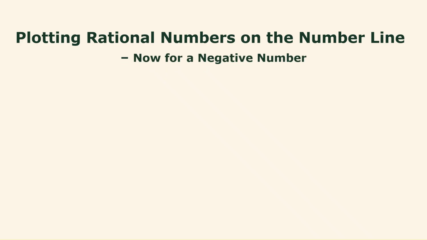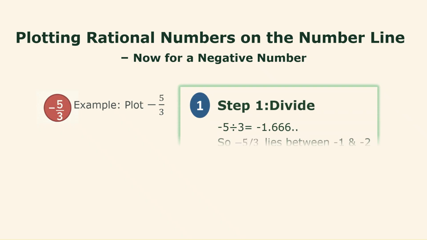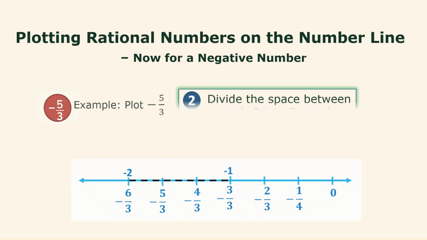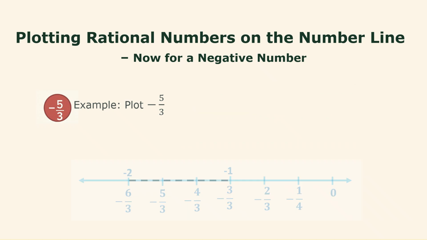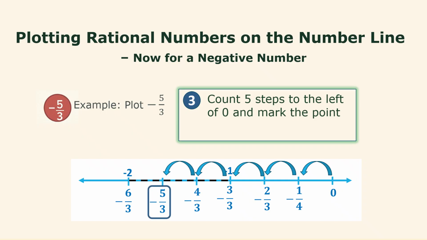Now let us plot a negative rational number, say minus 5/3. When we divide minus 5 by 3, we see that it lies between minus 1 and minus 2. Divide the space between negative whole numbers into 3 parts. Count 5 steps to the left of 0 and that is our point, minus 5/3.